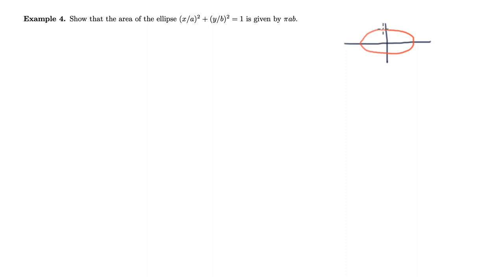And now, based on this equation, y is going to be going from b to minus b, like that. And then x will be going from minus a to a. So you can think about an ellipse as just a circle that has a different radius in the x direction than in the y direction. And so it actually sort of makes sense, the equation. So when a equals b, you just get pi r squared because the radii are the same.